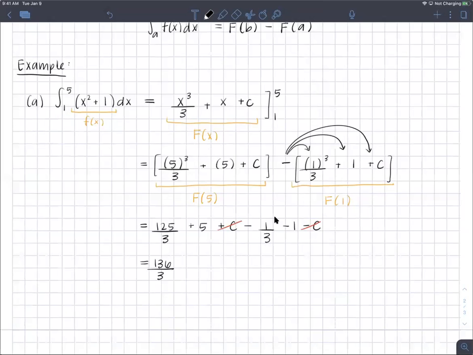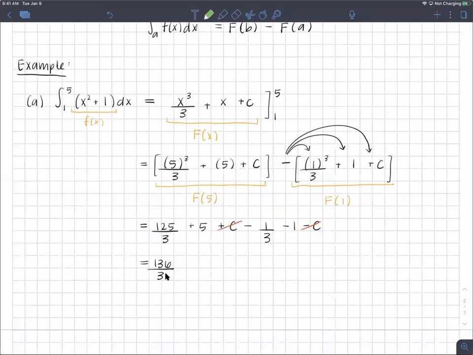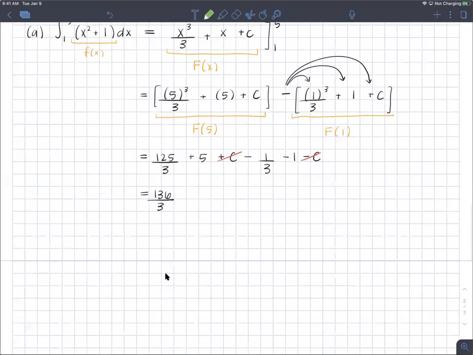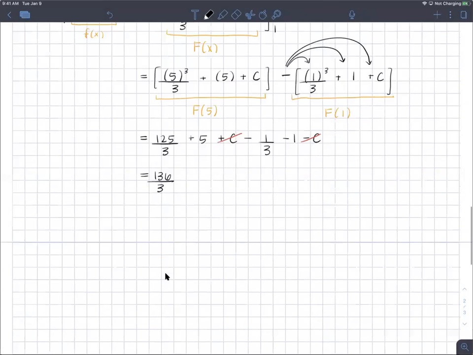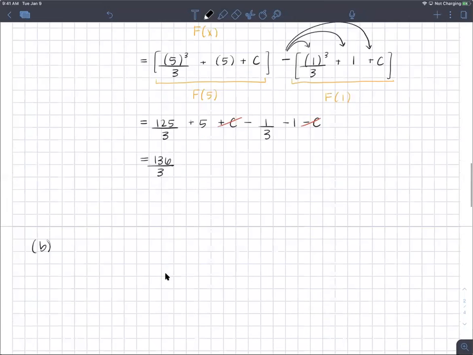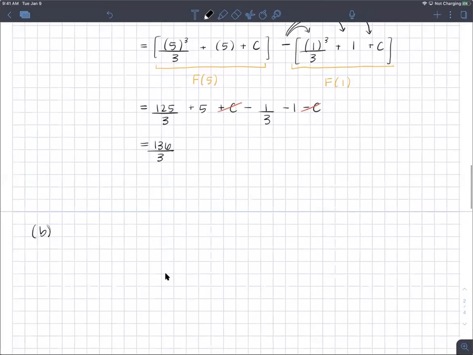So are there any questions about this example or how to use the second part of the fundamental theorem of calculus? Okay, so for part B, let's look at the integral from 1 to 2 of 1 over x squared dx.